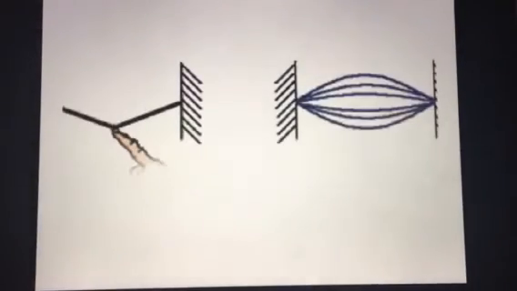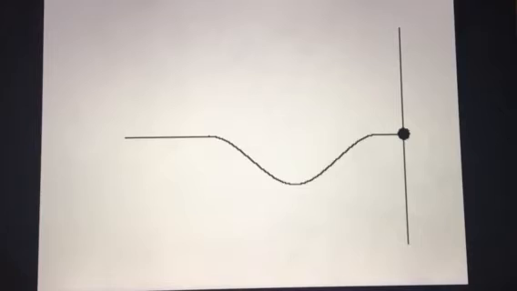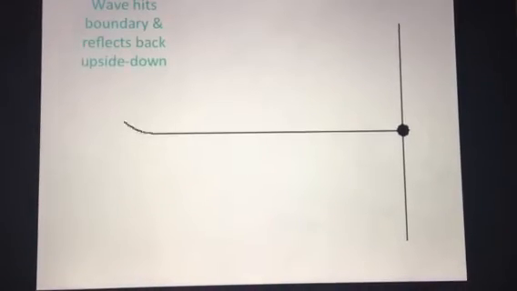Plucking or bowing the string will cause a disturbance. That disturbance moves down the string as a vibration. It hits a boundary, a note, and it reflects back upside down.